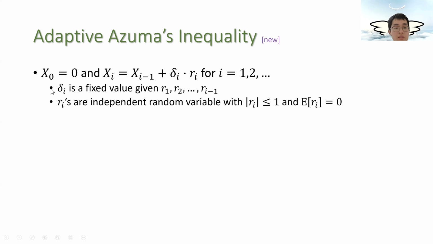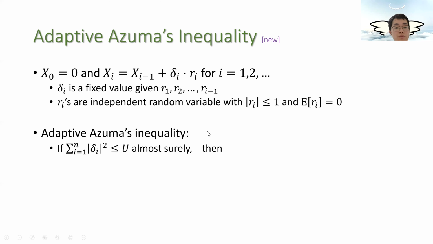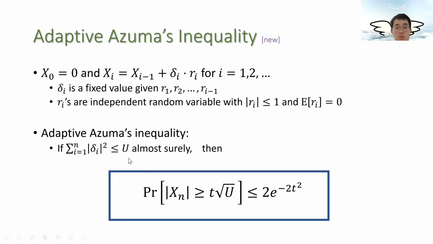And here, delta I is still the magnitude, which is a fixed value given previous random choices, and each Ri are independent random variables that are mean zero and with bounded magnitude. So for adaptive Azuma's inequality, it says if the sum of delta I square is at most U almost surely, then we get a similar looking concentration bound. That is, the probability that the absolute value of the final state is larger than t times square root U is at most e to the minus t square.